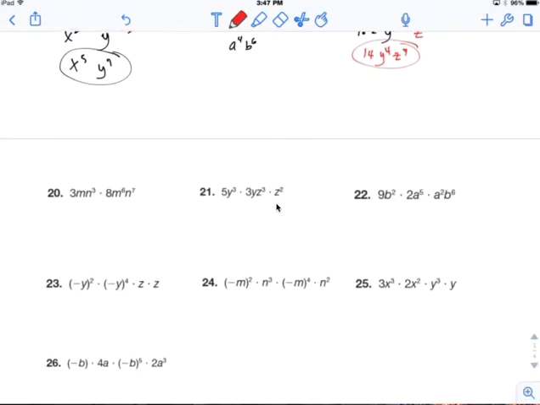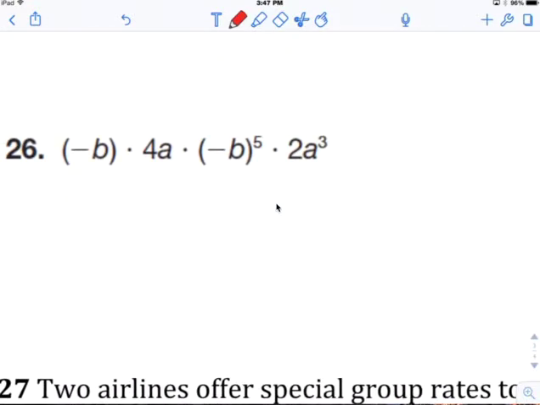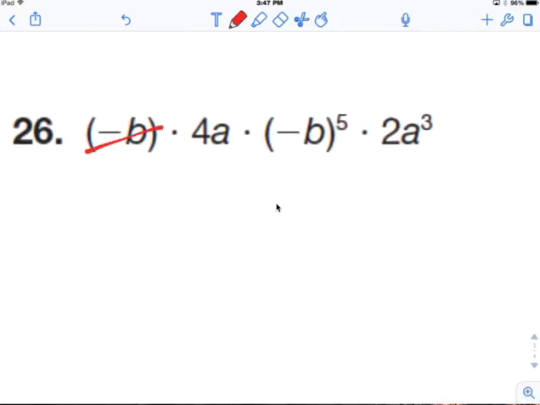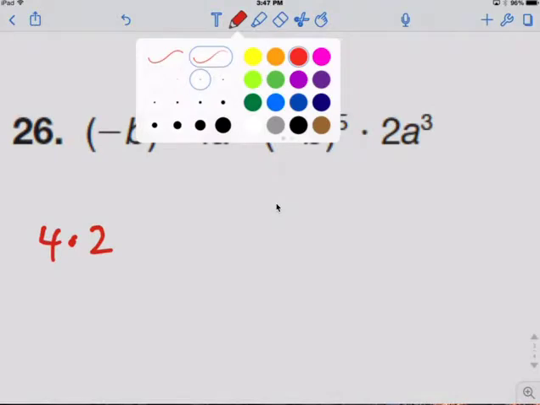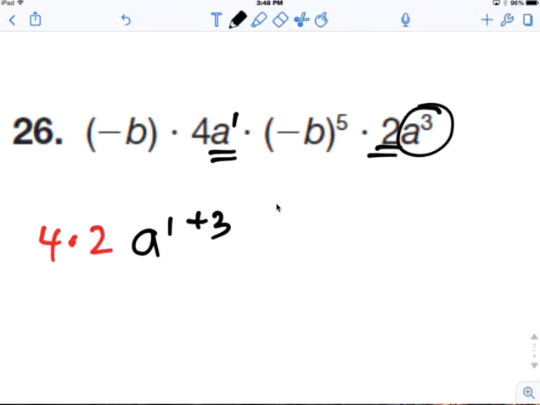Okay, I'll do 26. All these are pretty much the same. Same thing over and over. I'll do 26. Okay, let's do the number first. There's 4 and 2. 4 times 2, -b. Start with the letter A, always alphabetical. A here, there's 1 of them only, and there's 3 of them here. That doesn't go to this, there's 3 there.